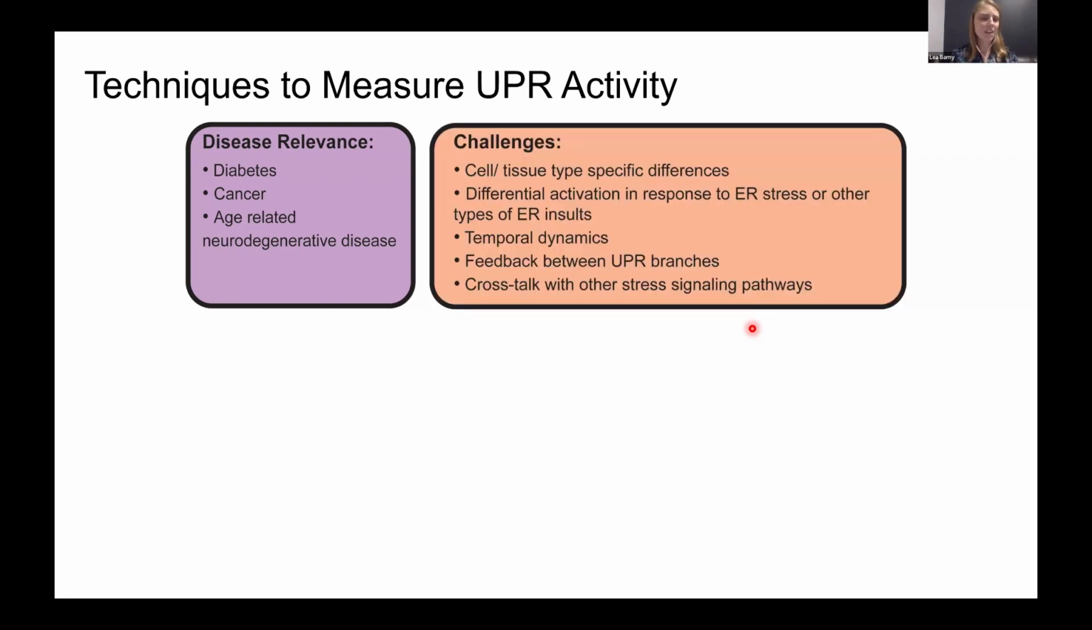The UPR is cell and tissue type specific. The degree of the response, and how the response and the different effectors of the response behave, can also be influenced by the type of ER insult. It's impacted by temporal regulation, feedback between the different branches of the UPR, and also crosstalk with other signaling pathways, for example, the integrated stress response and also the oxidative stress response.